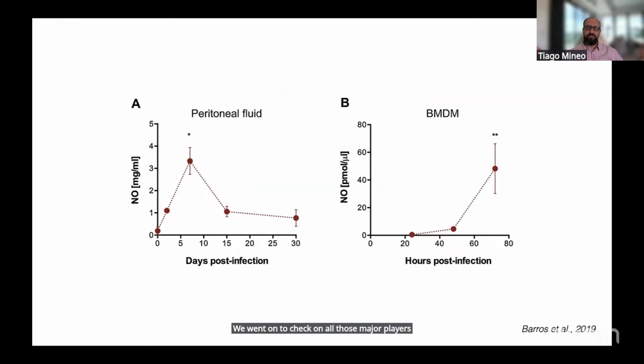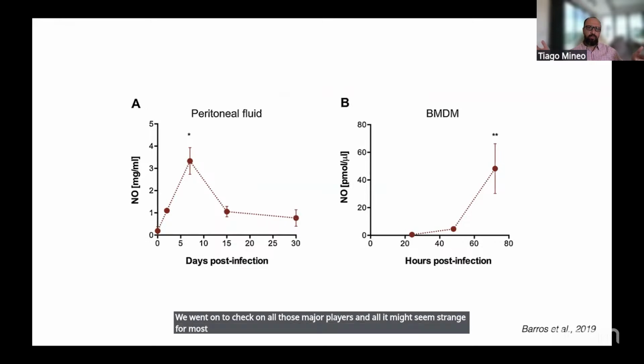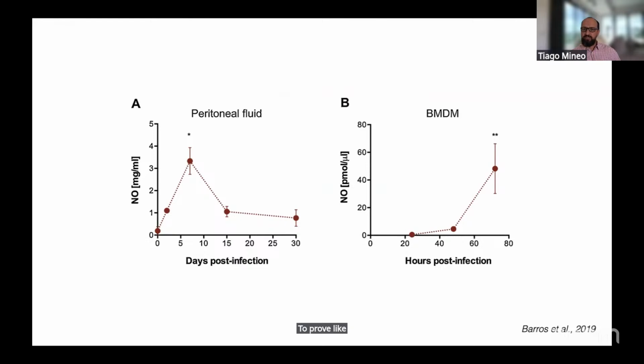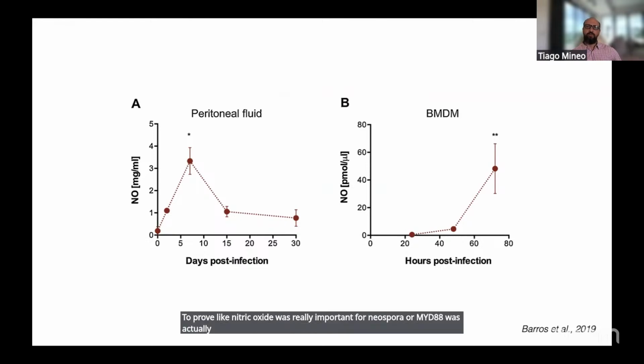It might seem strange for most of you that we were doing this kind of work with Neospora. One might guess that someone had done it before, and actually no, there was no work to prove that nitric oxide was really important for Neospora, or that MYD88 was actually inducing IL-12. So we had to do basic stuff in the beginning, right?